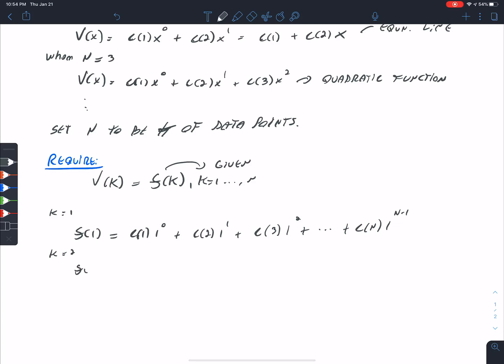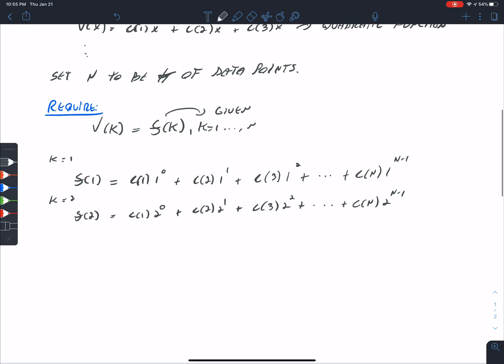So now we have f of 2. This is going to be c1 times 2 to the 0 power, right? It's silly to write 2 to the 0 power. Of course, 2 to the 0 is 1, but let's just follow along for a bit. This is c2 times 2 to the first power, plus c3 times 2 to the second power, plus all the way to cn times 2 to the n minus 1 power.